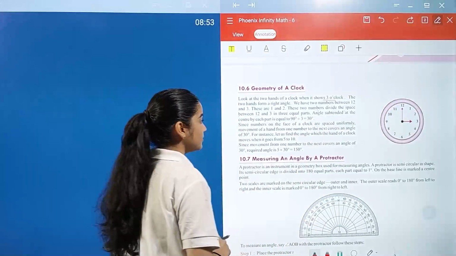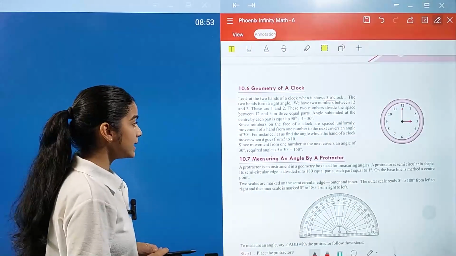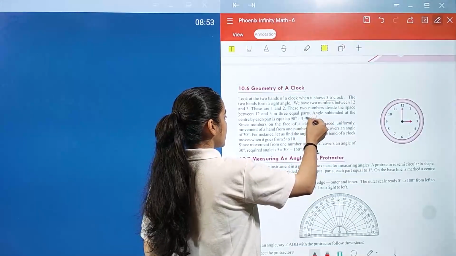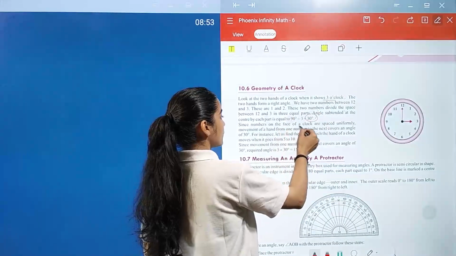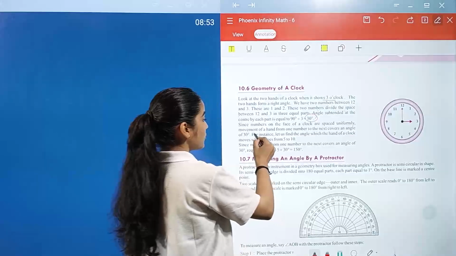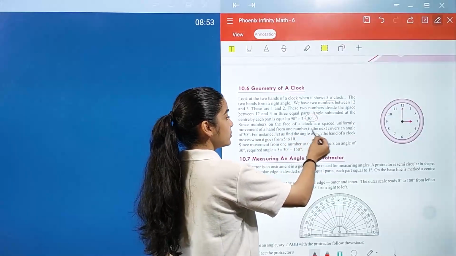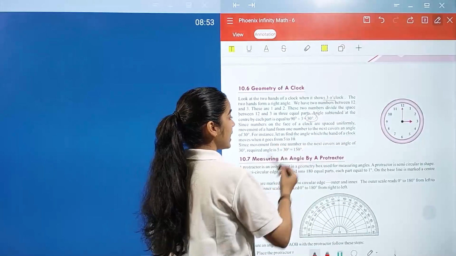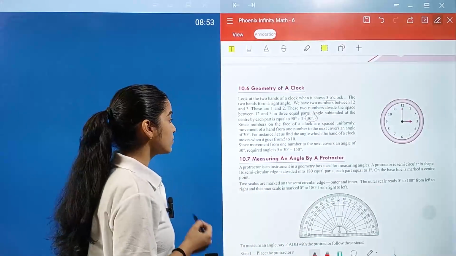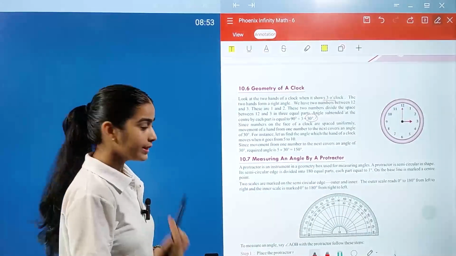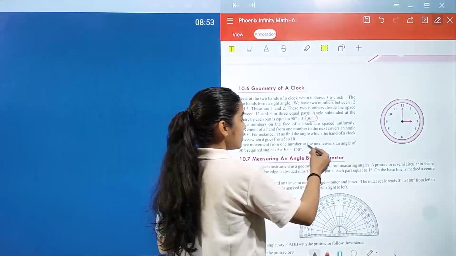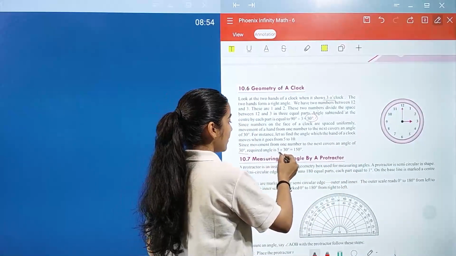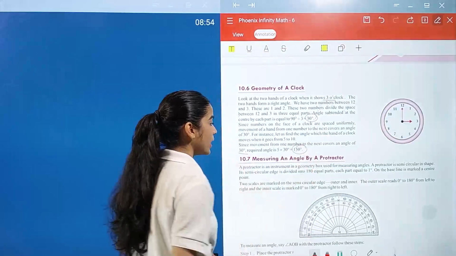The angle subtended at the center by each part is equal to 90 divided by 3, which is 30 degrees. Since the numbers on the face of a clock are spaced uniformly, the movement of a hand from one number to the next covers an angle of 30 degrees. For instance, let us find the angle the hand of a clock moves when it goes from 5 to 10. Since movement from one number to the next covers an angle of 30 degrees, the required angle is 5 multiplied by 30, which is equal to 150 degrees.